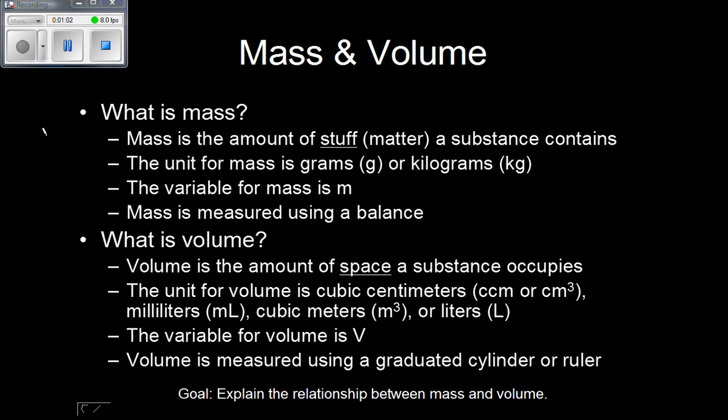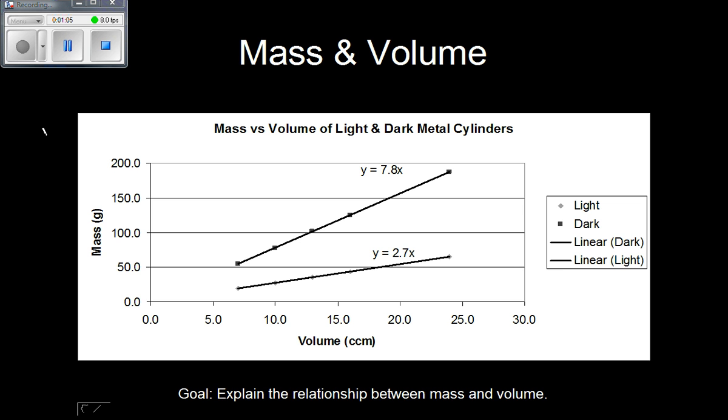Now we want to look at the relationship between these two. In order to do this, we took 10 metal cylinders, 5 light and 5 dark. Since the size of the cylinder was what we controlled, we put the volume on the x-axis, and the mass as our dependent variable on the y-axis. We found that our 5 dark metal cylinder dots and our 5 light metal cylinder dots fell into 2 nice straight lines. We then calculated the slope of these lines simply using rise over run, and found that our dark cylinders had a slope of 7.8, and our light cylinders had one of 2.7.